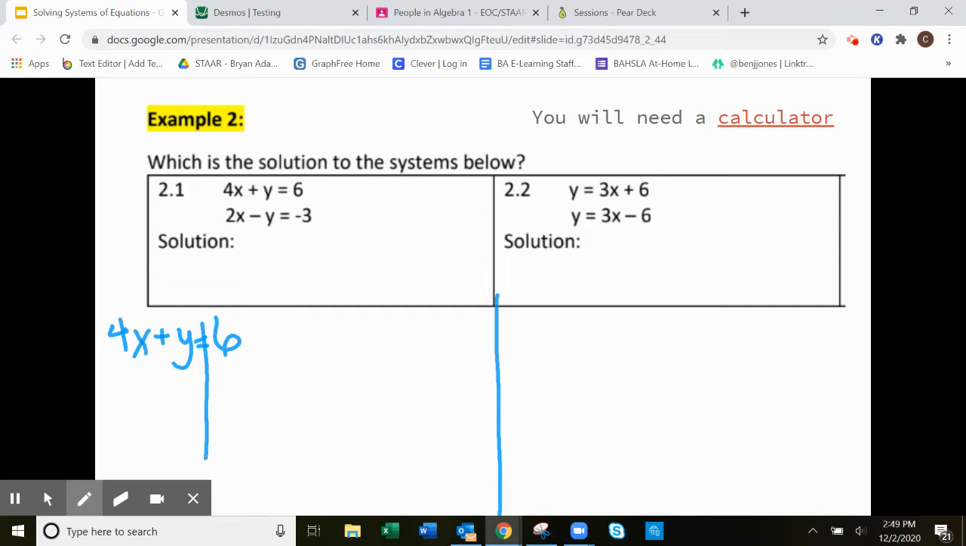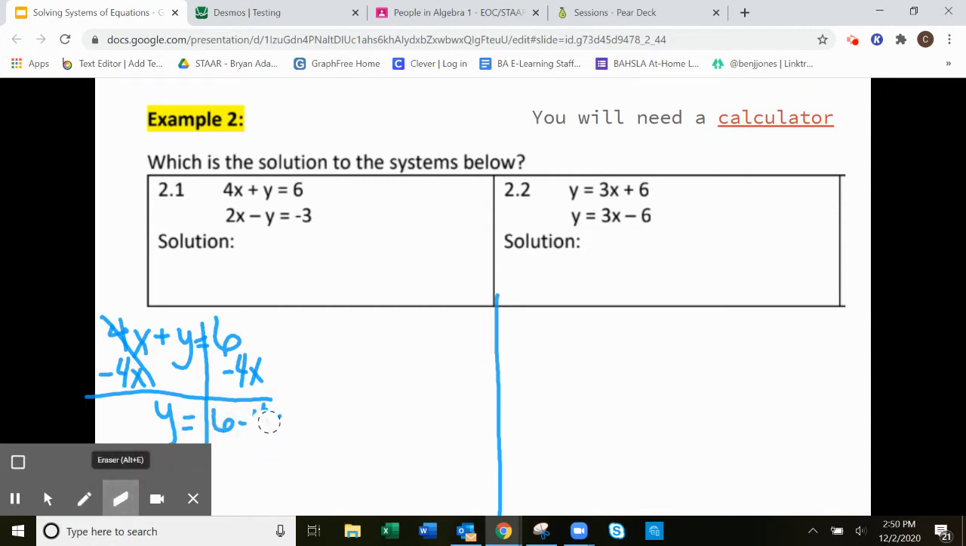So what we're going to do is subtract both sides by 4x. Again, I am subtracting because it is a positive 4. That goes away, so I have y equals 6 minus 4x. Okay, make that a little bit nicer. Minus 4x.